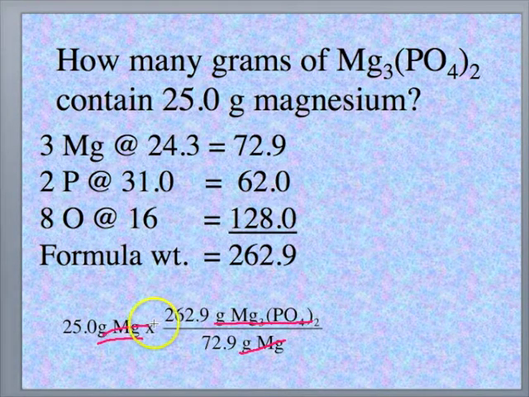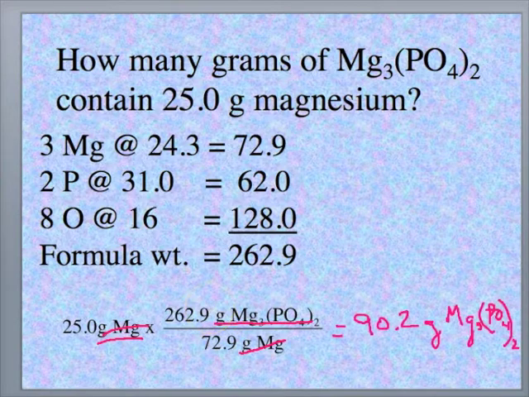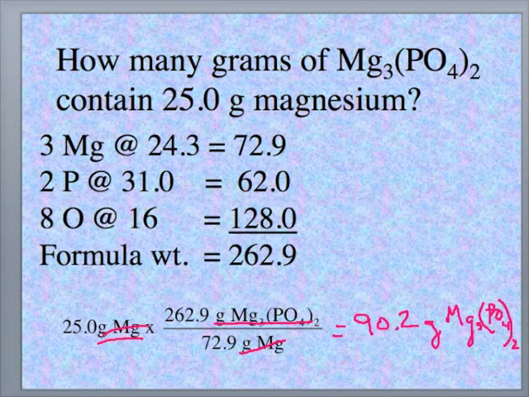Those will cancel out. And to get the answer, then we just multiply 25 times 262.9 divided by 72.9. And that leaves 90.2 grams of magnesium phosphate as the answer.